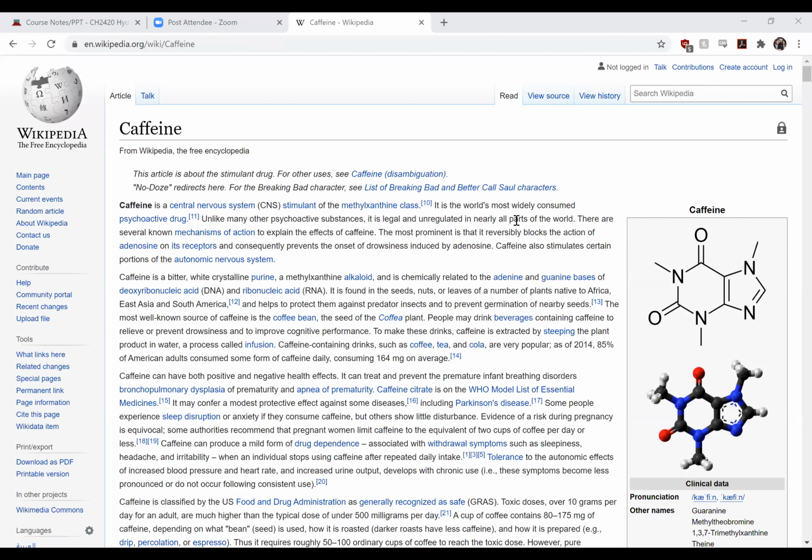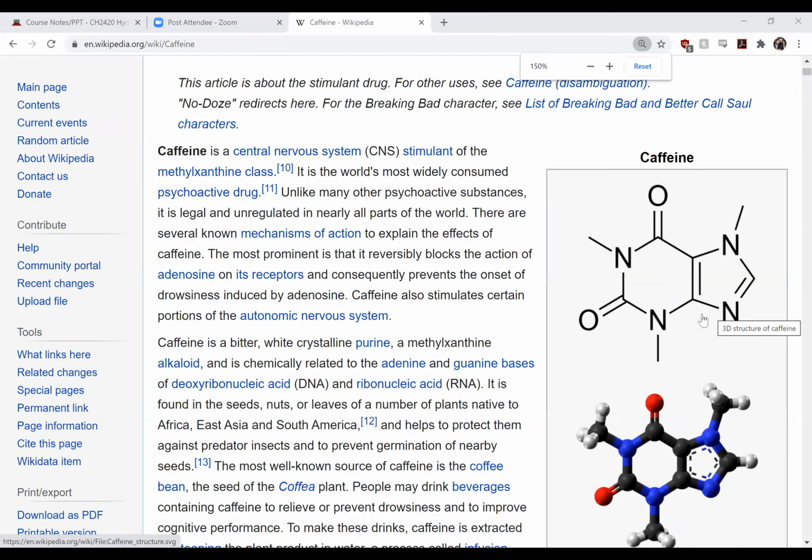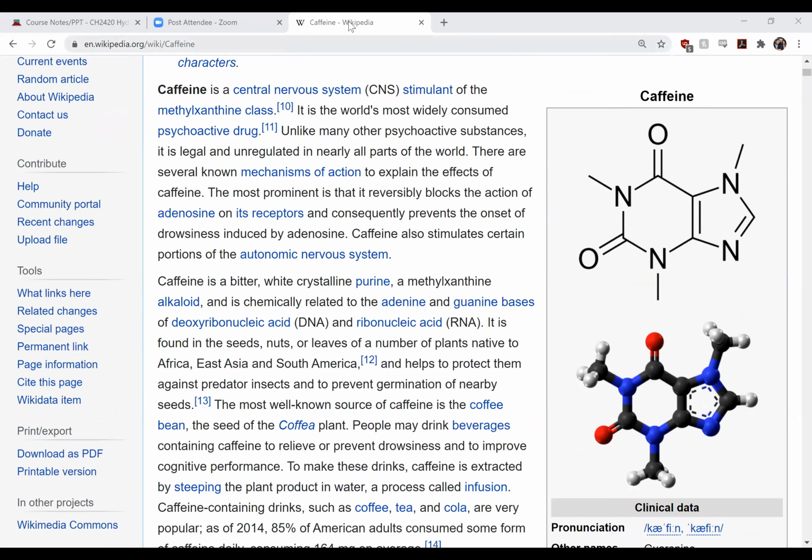So this is caffeine. It's a central nervous system stimulant, but look on the right of the page. Look at how complicated this molecule is. And this isn't even really a complicated one. There are much more complicated molecules. This is the ball and stick model. Imagine having to draw every hydrogen and every carbon. It would take a long time.